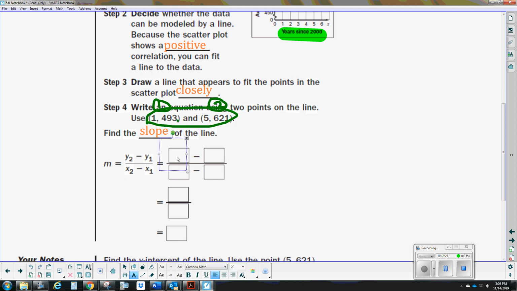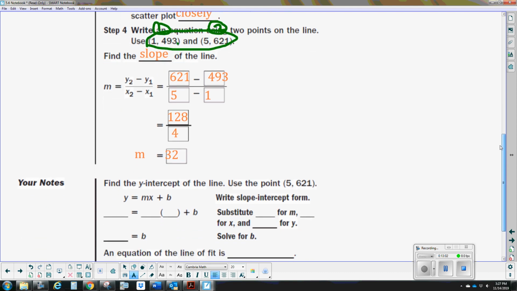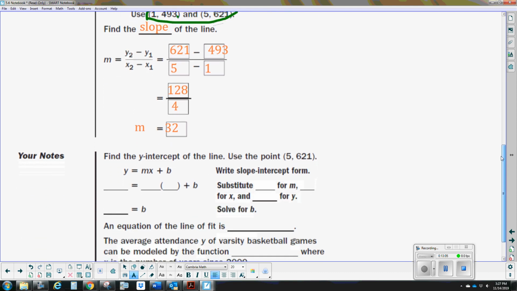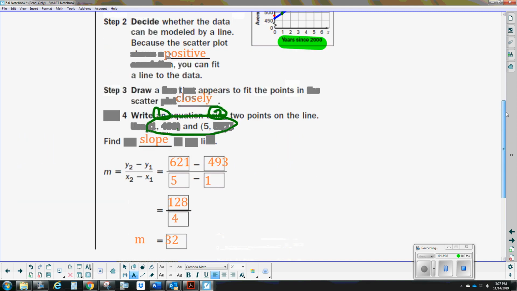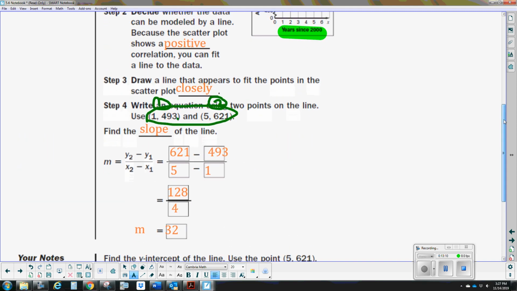So my y2 is 621, my y1 is 493, my x2 is 5, and my x1 is 1. When I take 621 minus 493, I get 128, divided by 5 minus 1, which is 4. And I get a slope of 32. That's the slope of my line of best fit. So you can pause the video if you still need more time to work.